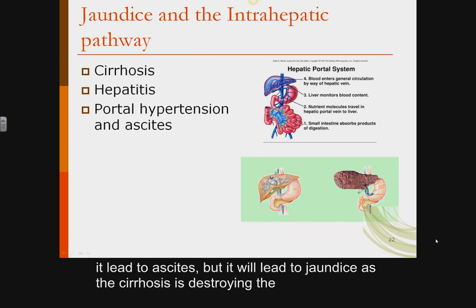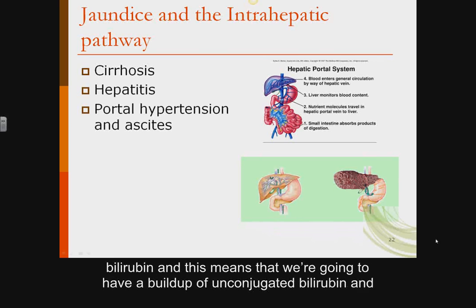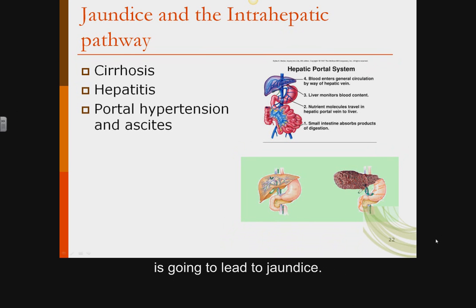And not only will it lead to ascites, but it will lead to jaundice, as the cirrhosis is destroying the hepatocytes, and you're losing the ability for the glucuronic acid to be conjugated to the bilirubin, and this means that we're going to have a buildup of unconjugated bilirubin in this patient, because it's not being conjugated. And it's not as easily removed from the body, and this is going to lead to jaundice.